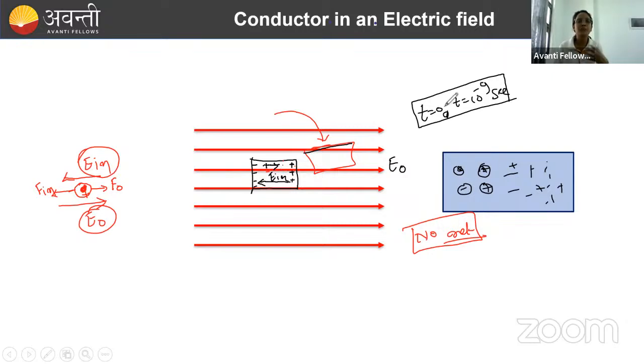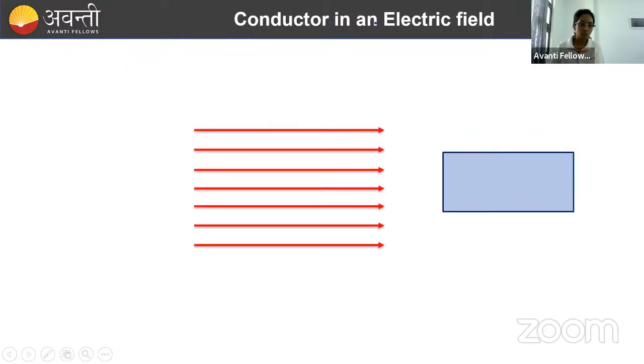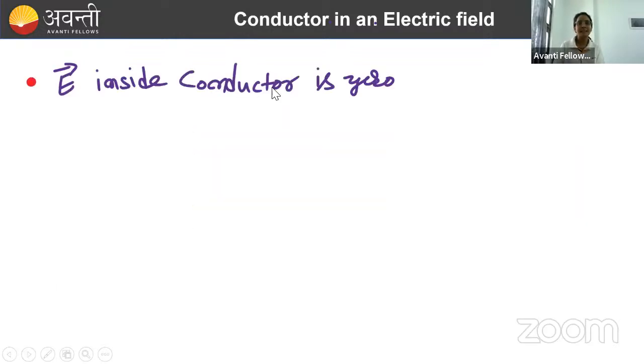That is, for some fraction of a second, electric field will not be 0. But for significant time, if we are talking about milliseconds or some seconds, then definitely electric field inside the conductor is 0, if we are neglecting that fraction of a second. That is important that you should keep in your mind while doing the question. Now, we have already done this. So E inside conductor is 0.